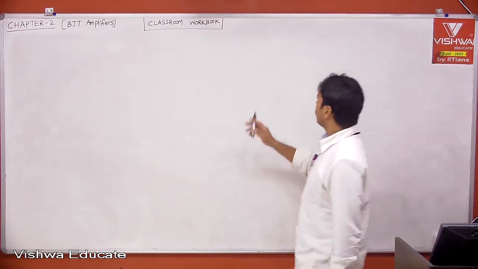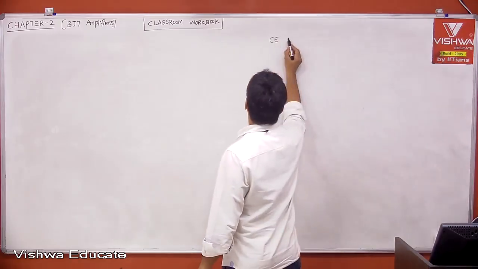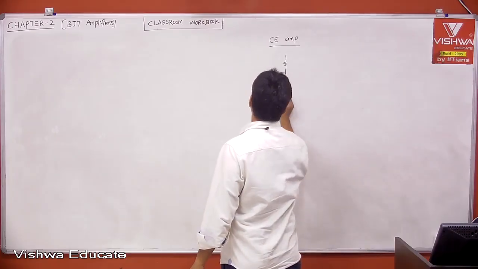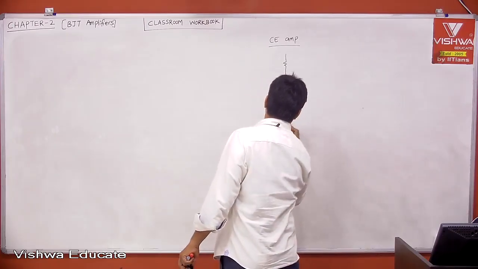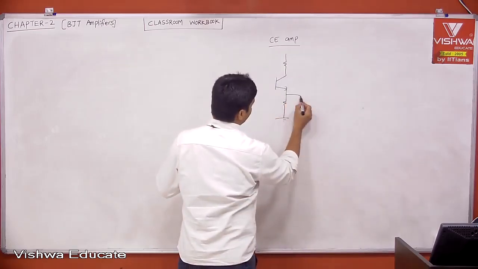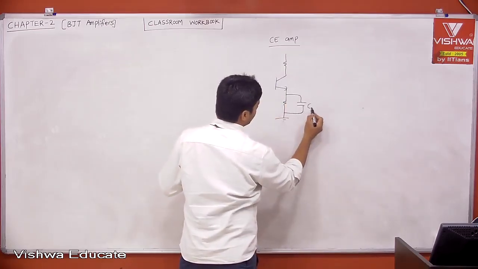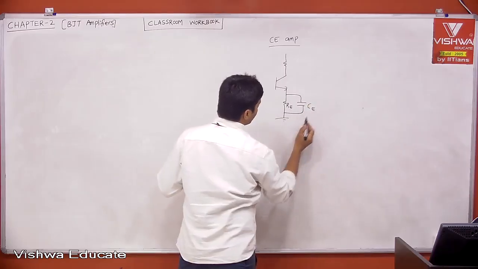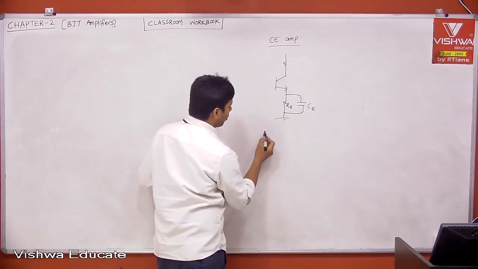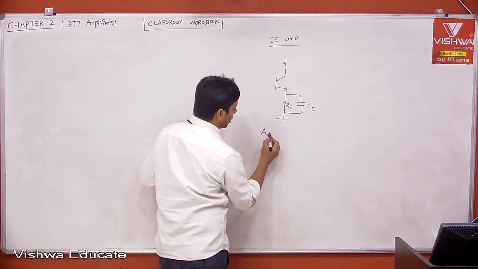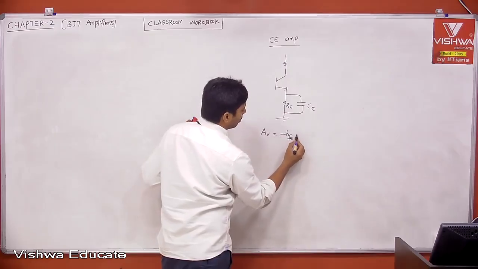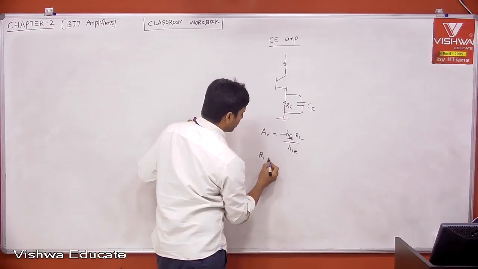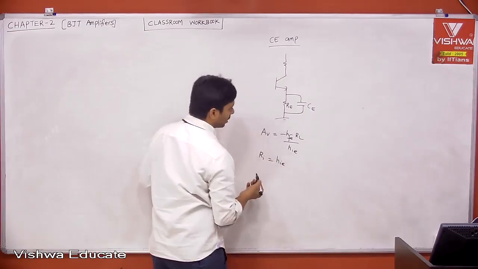Therefore, if you take RC coupled CE amplifier, actually we are using a bypass capacitor, right? This is CE and this is your RE. If you bypass it, what is your voltage gain? Minus HFE into RL divided by HIE. And then what is your input impedance? HIE. This is what we have seen, right?